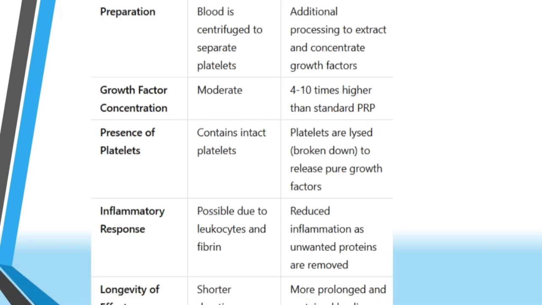And the differences between standard PRP and GFC are in the preparation. In GFC, additional processing to extract and concentrate growth factor is done. Growth factor concentration in GFC is 4 to 10 times higher than that of standard PRP. Platelets are lysed to release pure growth factor in the case of GFC. Inflammatory response is reduced in GFC as unwanted proteins are removed. In GFC, we get a more prolonged and sustained healing effect.